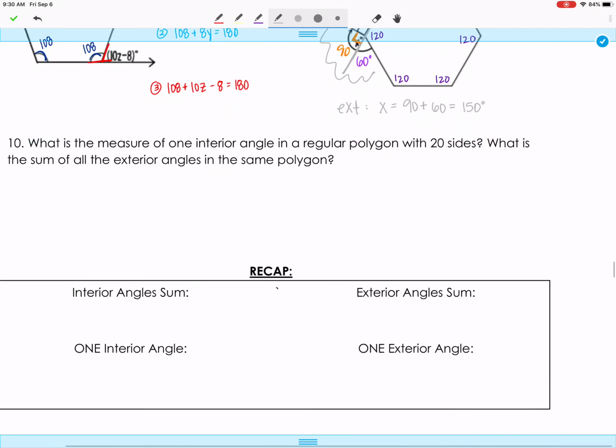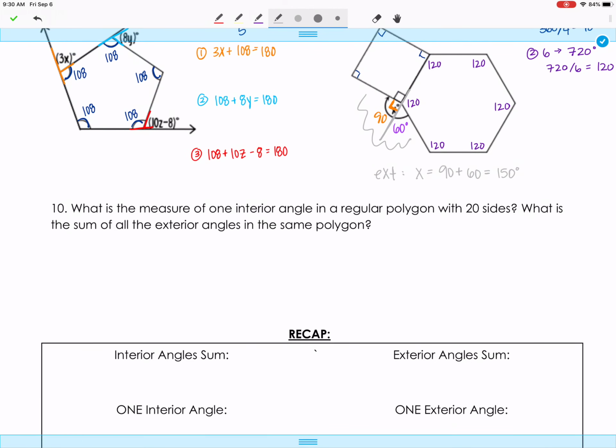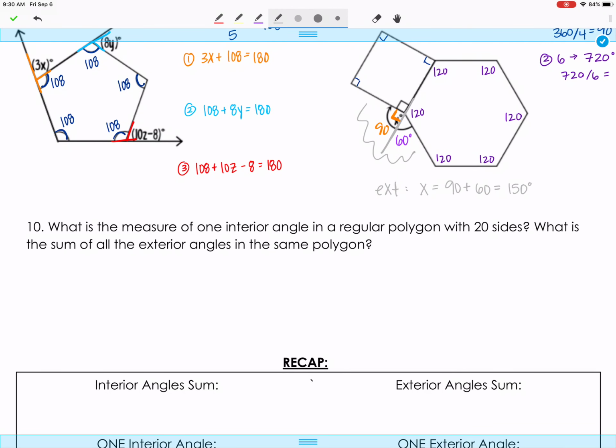Okay? All right, last one, and then I'm going to let you go to practice. So if we're looking at 10, what is the measure of one interior angle in a regular polygon with 20 sides? So let's just break and look at that first part of the question first. So if we know we have a regular polygon with 20 sides, they want to know what the measure of one single angle is on the inside.